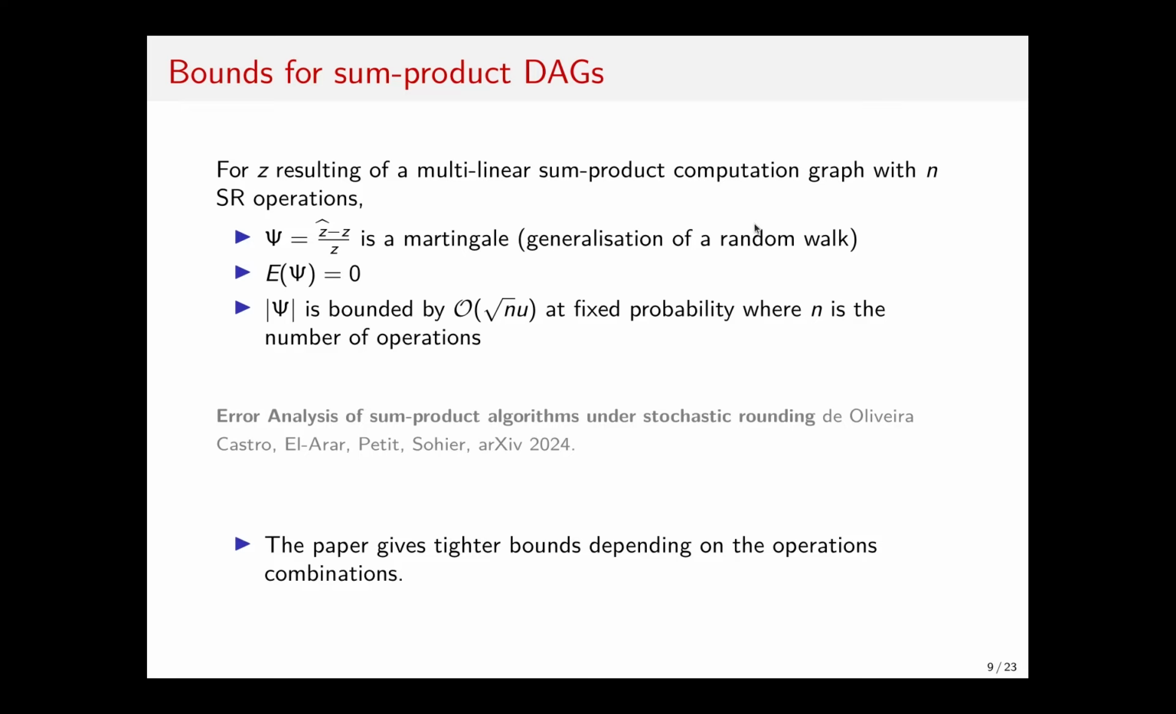A random walk requires independence. A martingale can be defined with mean independence. And this is quite strong when we have a martingale because we can show that the result is going to be unbiased. And we can use concentration inequalities to bound the error probabilistically. And what we show is that for all multilinear sum product algorithms, we have an error bound that is in big O of square root of n u. And remember, n is the number of operations in the computation graph, and u is the precision of the machine.